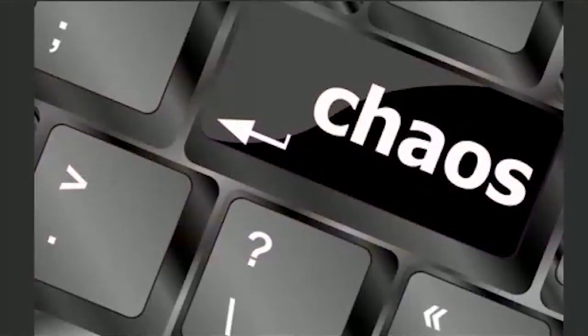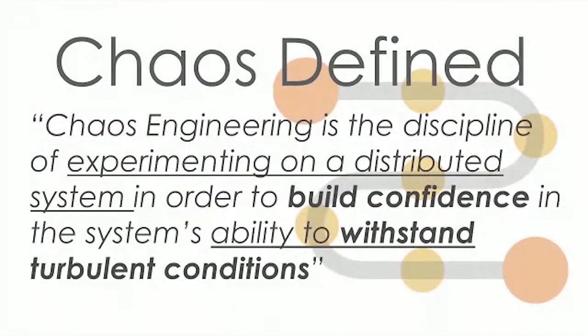So let's talk about chaos engineering. The definition of chaos engineering is the discipline of experimenting on distributed systems in order to build confidence in the system's ability to withstand turbulent conditions. This definition, this inherent proposal is really what got me thinking, right?